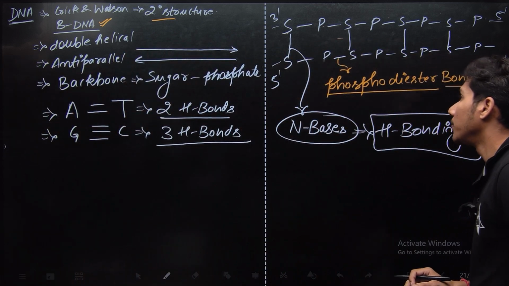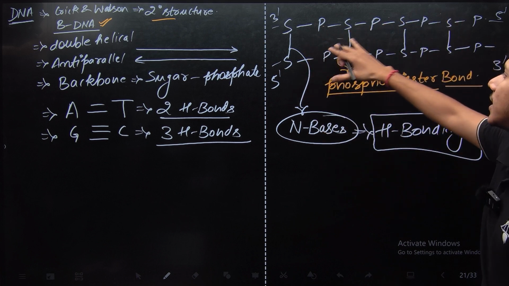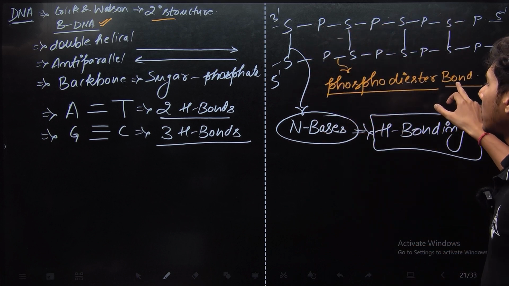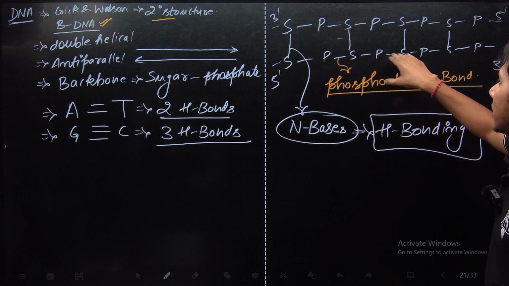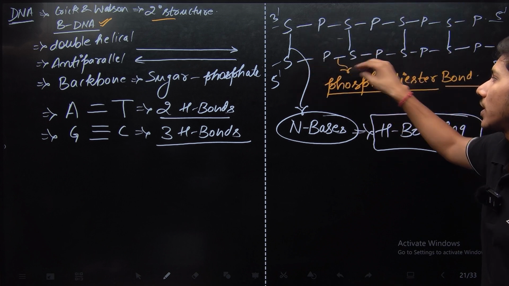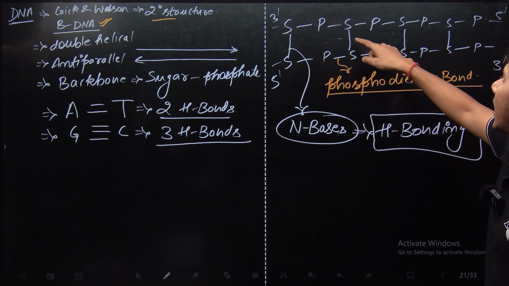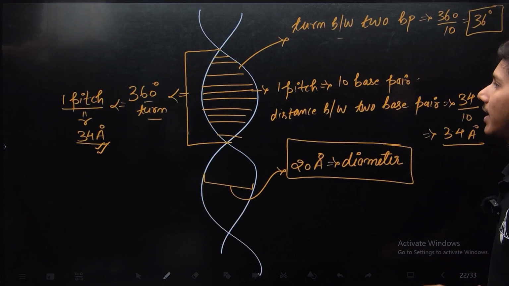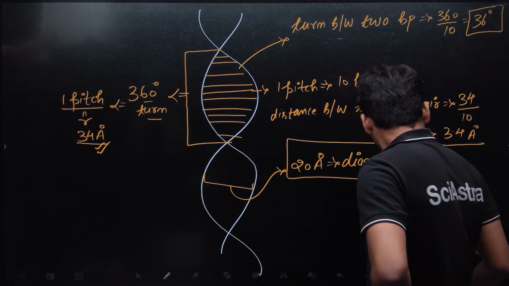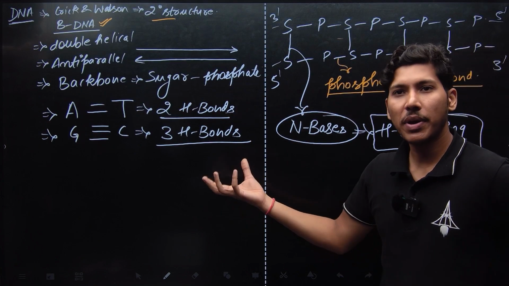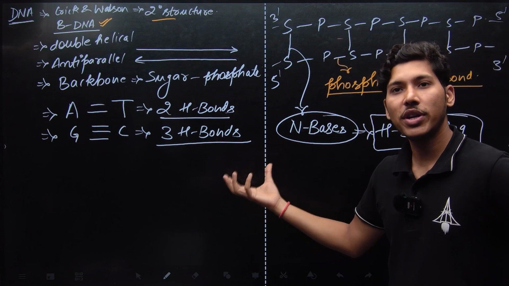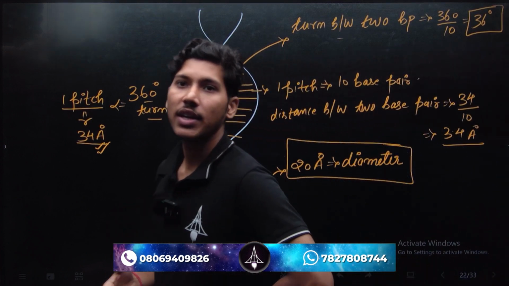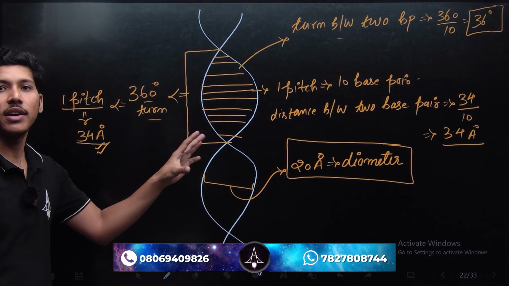Now, the sugar and phosphate are joined by phosphodiester bonds. So each chain has phosphodiester bonds to join them, and both chains are joined by hydrogen bonds. These were some of the typical information about DNA, but specific information about B-DNA is present over here in this diagram.